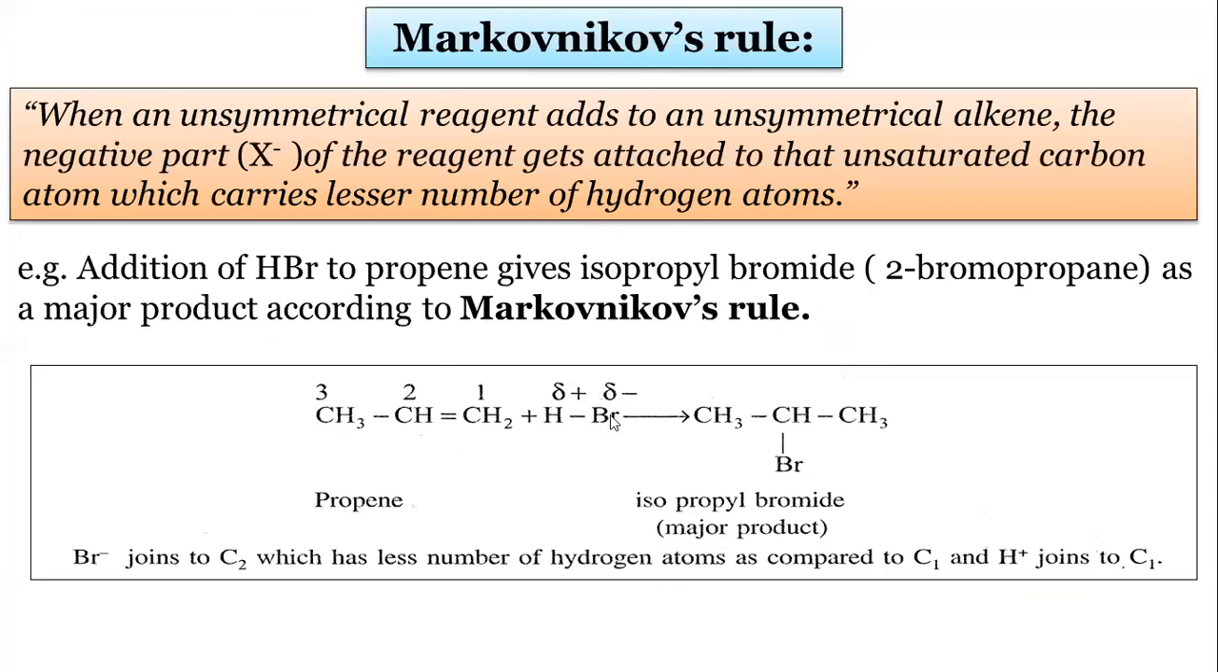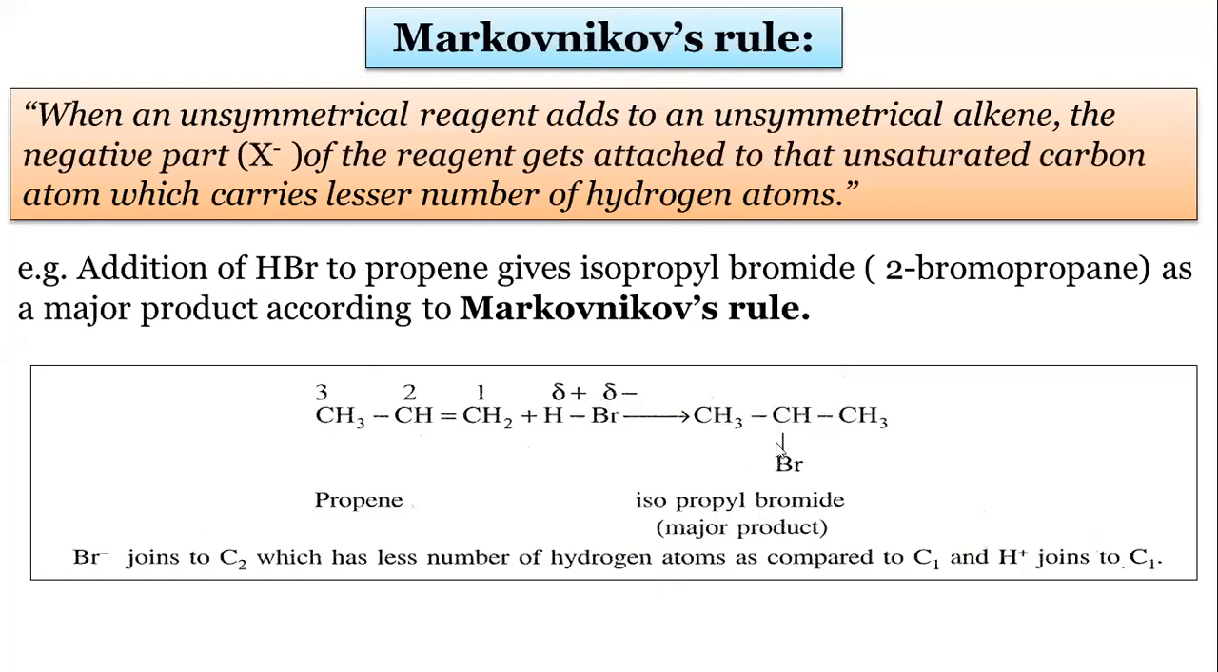we have to check the negative part. There may be bromine, chlorine, or iodine. So these negative parts get attached to the carbon atom which has the lesser number of hydrogen atoms, and that is the major product. This statement is given by the scientist Markovnikov, and it is called Markovnikov's rule. So according to Markovnikov's rule, here 2-bromopropane, or the common name isopropyl bromide, is the major product.